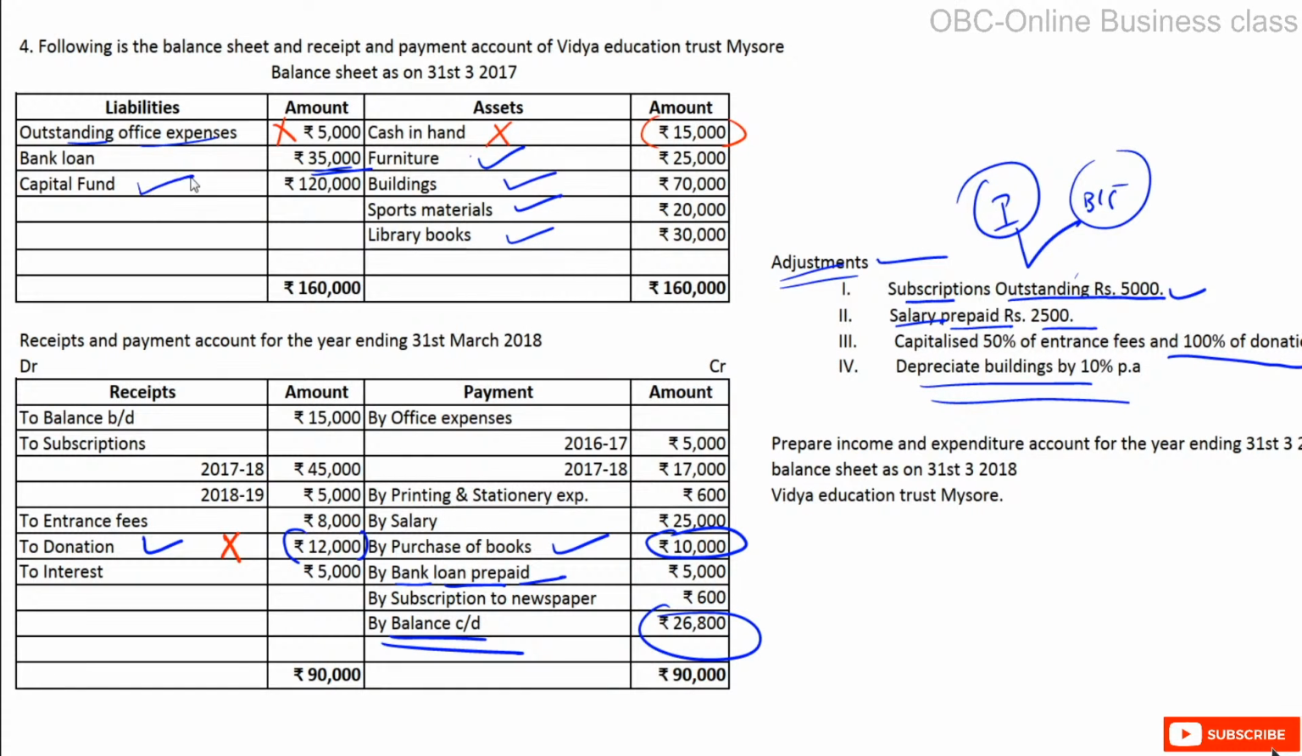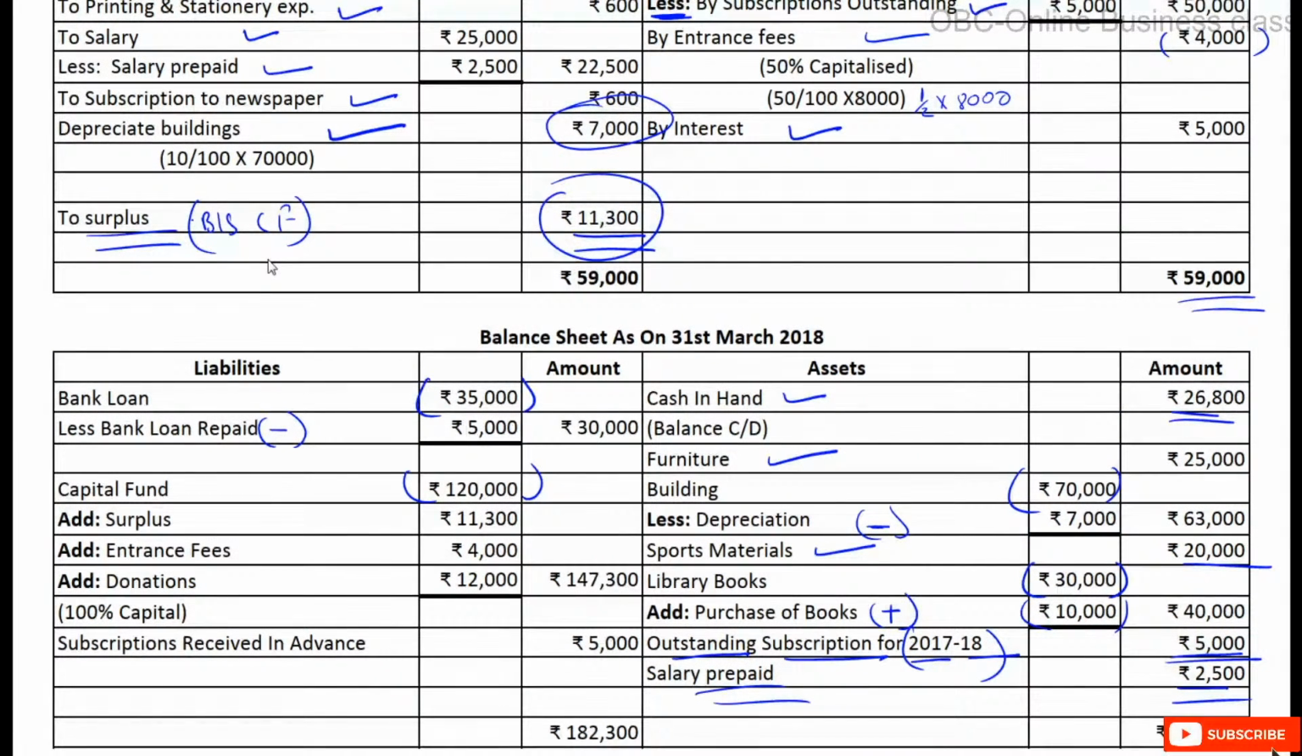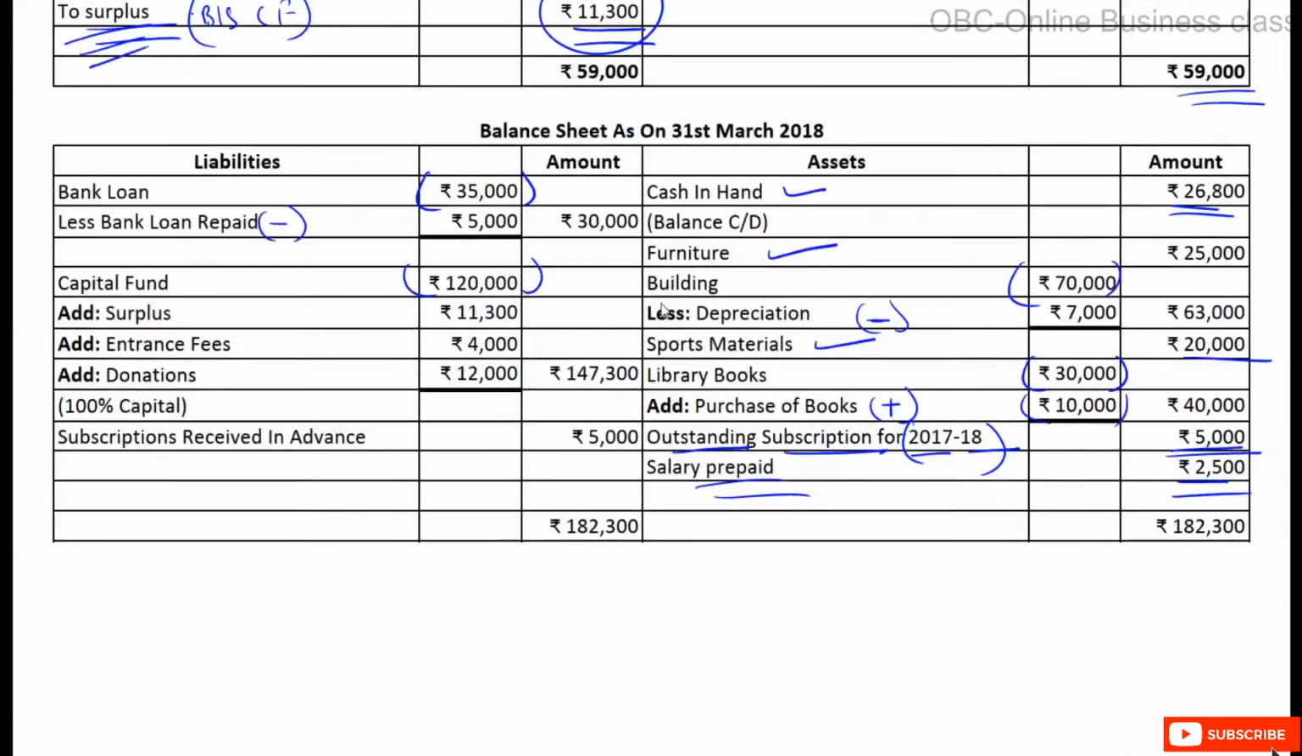Next is capital fund. You know what to add to the capital fund. Write first 1,20,000. After that I will say what to write. Capital fund 1,20,000, then add surplus. Where can you find the surplus? Just above, in the income and expenditure account, we already discussed 11,300. Just write 11,300 here. This is a capital fund addition.